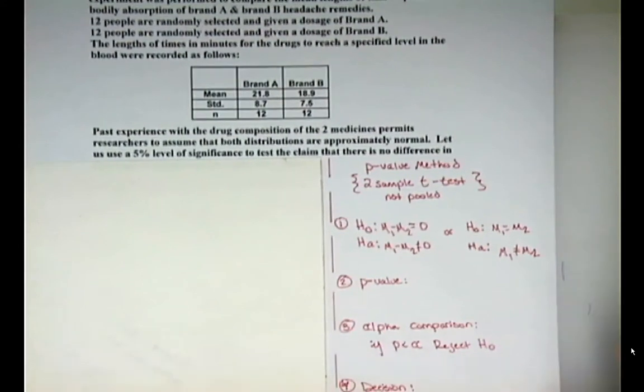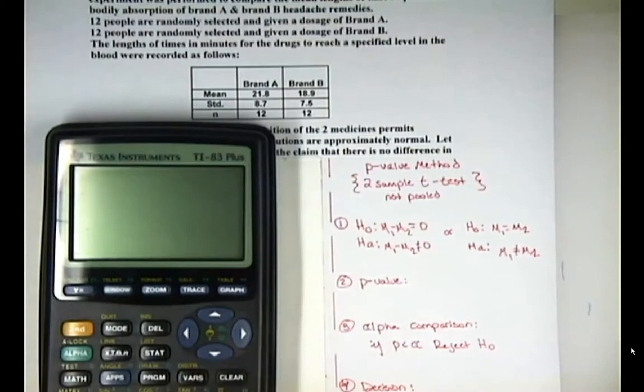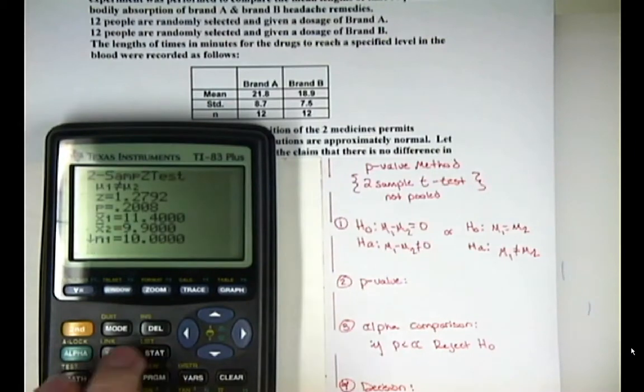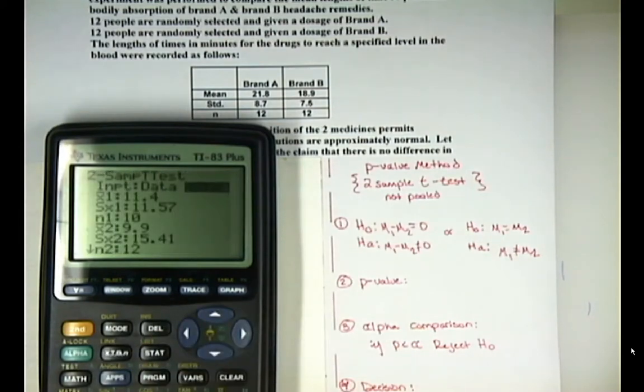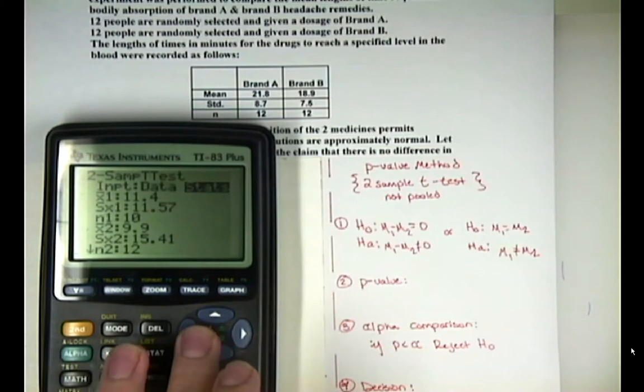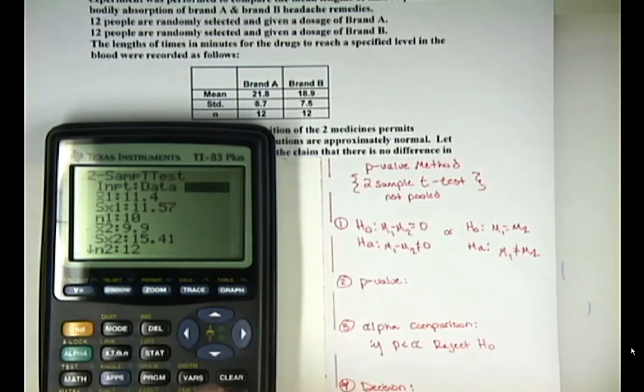Once you get your hypothesis down, get out your calculator, go into your statistics menu, and find two-sample t-test, which in the 83 plus is under tests, and it's number 4. Again, we don't have raw data in this example, but if you did, you would want to select input data and then tell it which list you're using. But we have raw statistics, so we're going to select stats in the input.